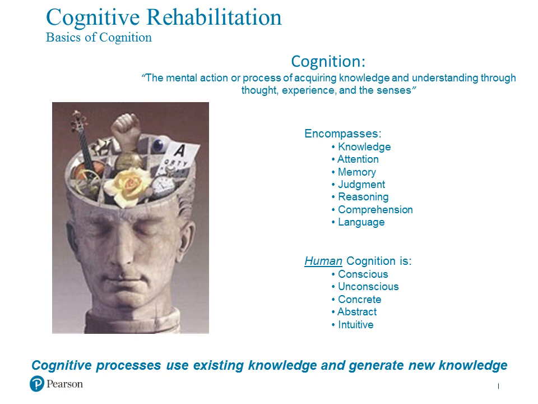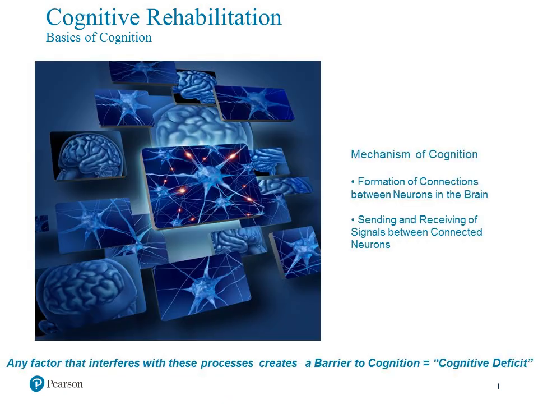Without cognition, we can't use existing knowledge and generate new knowledge. These are internal mental processes that we can assess or test with behavioral methods, but they're really not directly observable. The physical mechanisms of cognition involve the formation of connections between neurons in the brain and then the sending and receiving of signals between connected neurons.